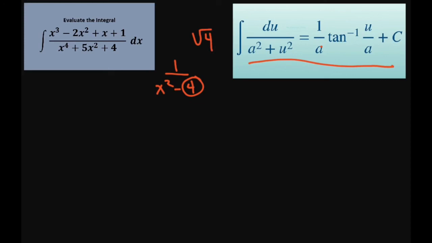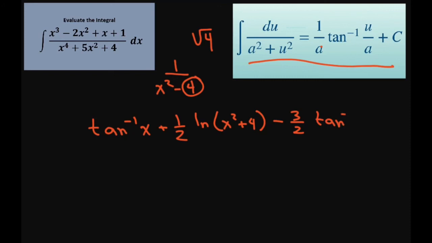And I'm going to write it again. Your final answer is inverse tan of x plus 1/2 ln of (x squared plus 4) minus 3/2 inverse tan of (x divided by 2) plus c.